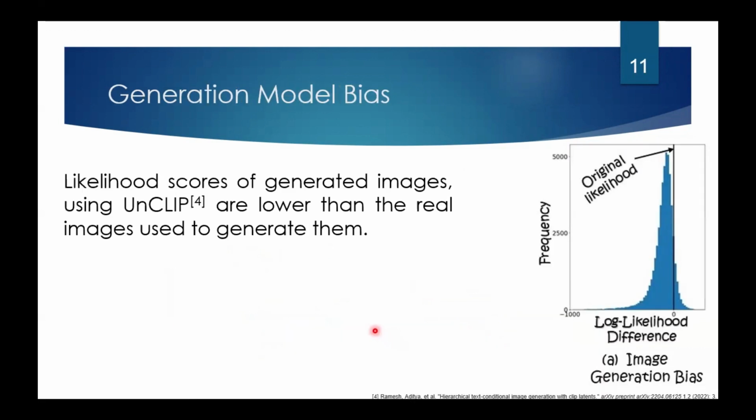And we also identified generation model bias. We used the unCLIP framework, and when we took an image and generated another image using the exact embedding, and tested the likelihood of the original embedding and the new image embedding, we can see that the new images have lower likelihoods compared to the original images.